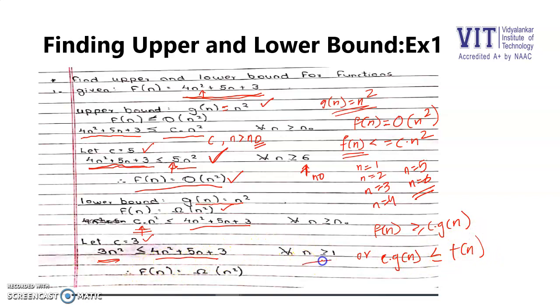If we see, the first value of n for which this condition is true is 1. So we could find the values of c and n0 for which this condition is true. So we can say f of n is omega of n square. In this way we were able to find the lower bound and upper bound for the given function. So this was about this particular video. Thank you very much.